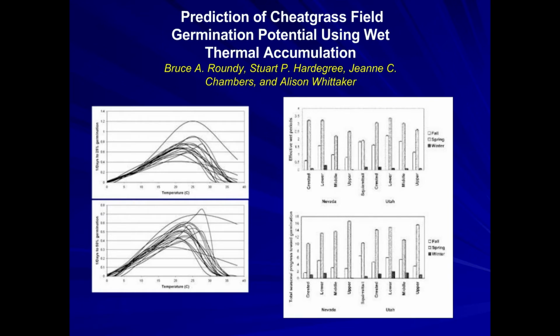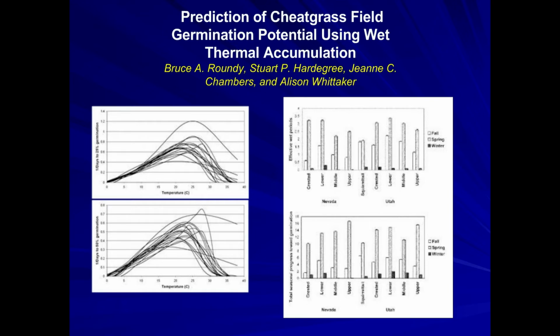Stuart Hardegree and I modeled some 18 different collections of cheatgrass. You can look at how fast cheatgrass germinates in relation to temperature. Cheatgrass roughly needs around 1,000 degree hours for 50% of the population to germinate. Now that varies with the temperature it's at. If you're at 15 degrees C for 1 hour, you just accumulated 15 degree hours. So it's a little complex, but it's really fairly simple.